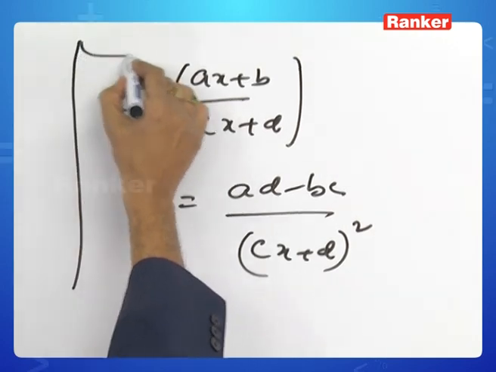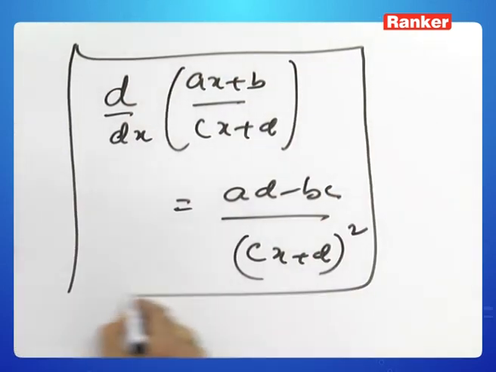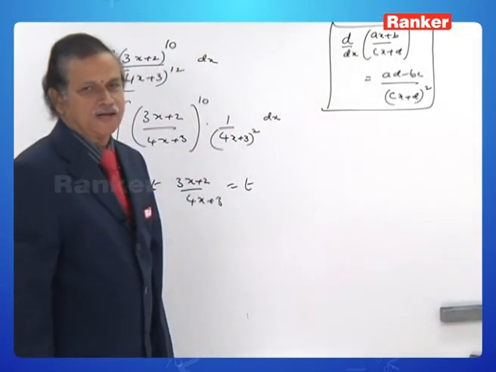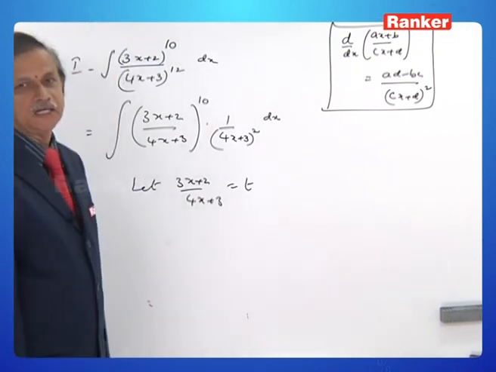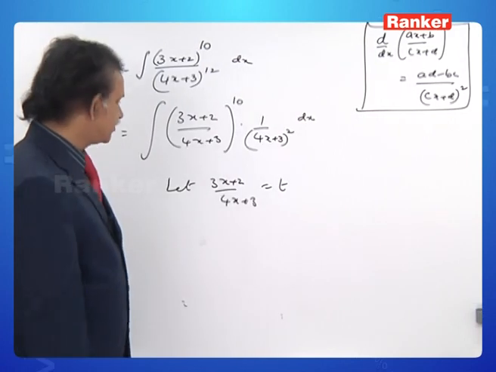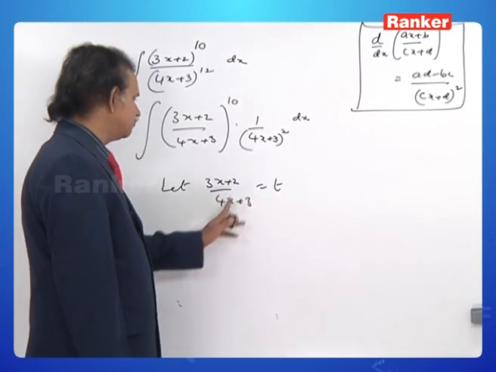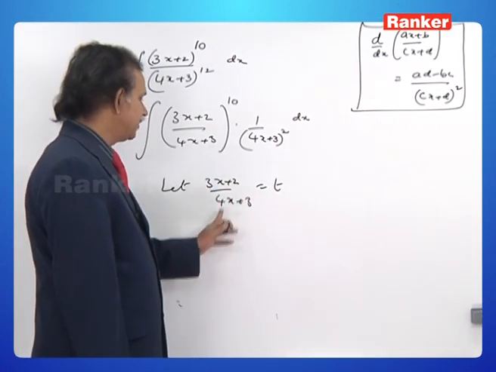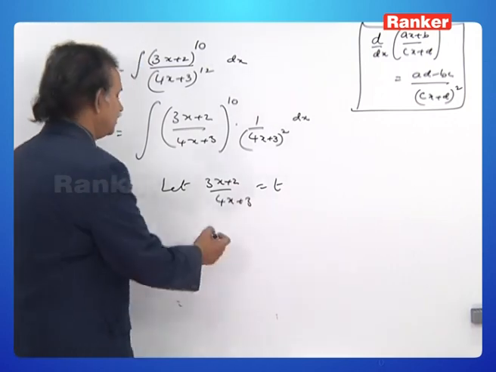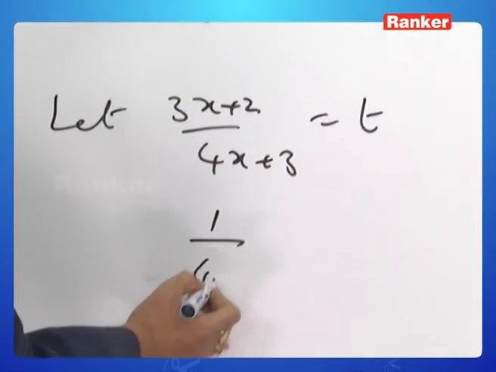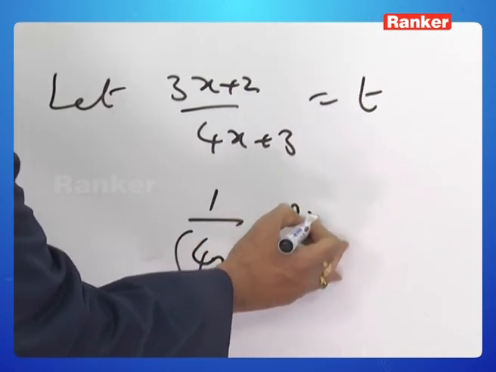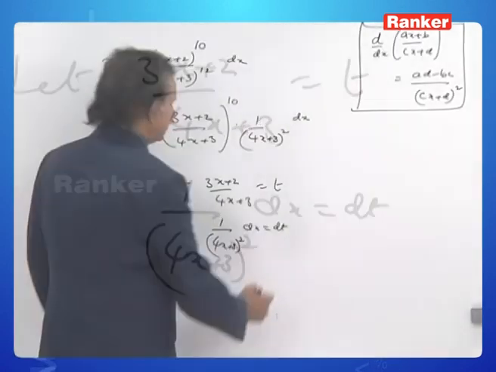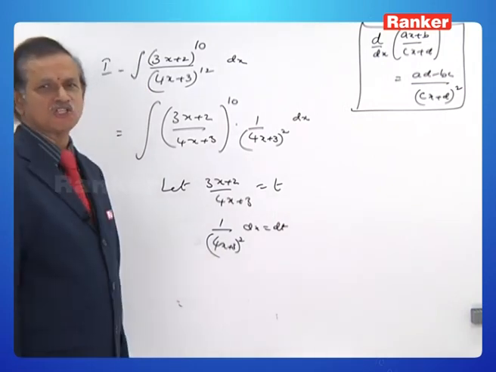We are now ready to encash this formula. d by dx of (ax plus b) by (cx plus d) is equal to (ad minus bc) by (cx plus d) whole square. According to that, look here, ad minus bc, what is it? 3 3s are 9, 9 minus 8 is 1, hence 1 by (4x plus 3) whole square dx is equal to dt. Finished! The problem is solved.